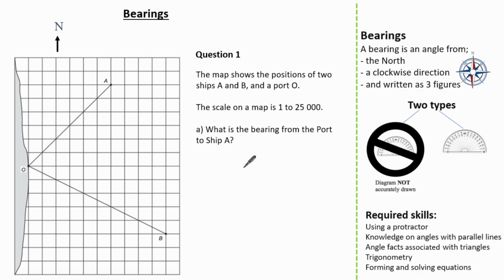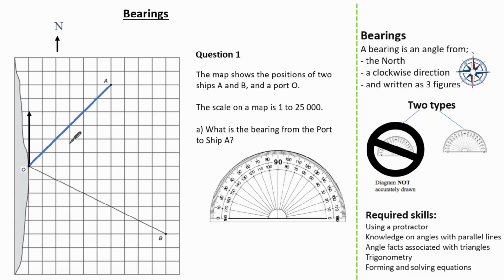So looking at our question, let's apply our knowledge on bearings. First things first, let's identify our starting point from our question. Well, it says we need to start from the port. So that would be our first starting point. So let's identify the north from the port. From here, we're going to ship A. Therefore, let's identify the line which connects the port to ship A. Now we need to identify the angle from a clockwise direction from our north. Here you can see this would be the angle we're being asked to work out.